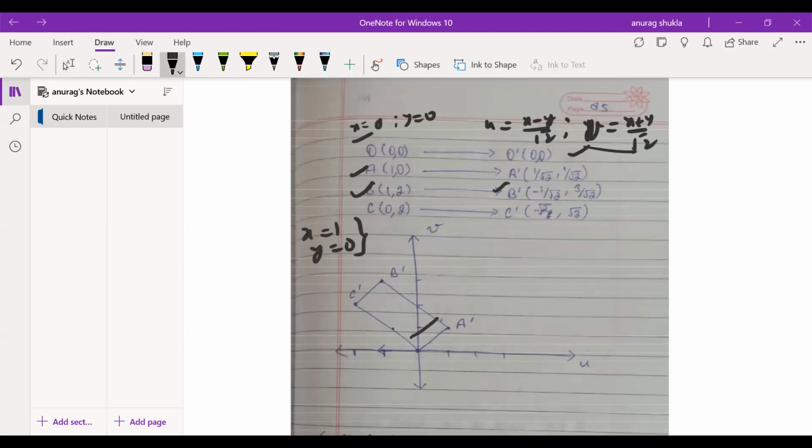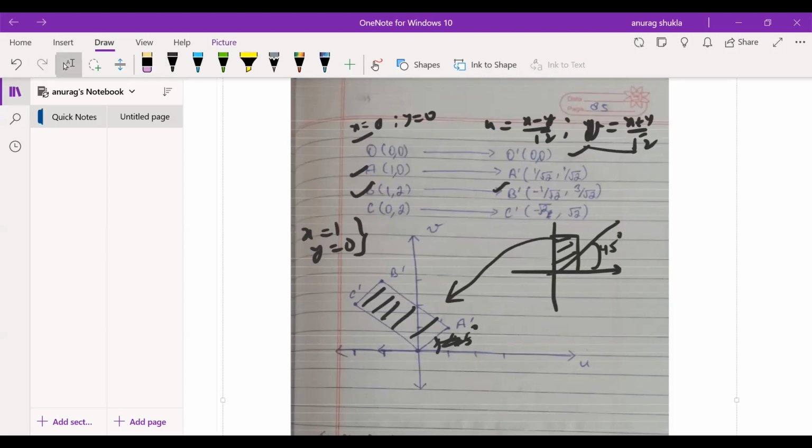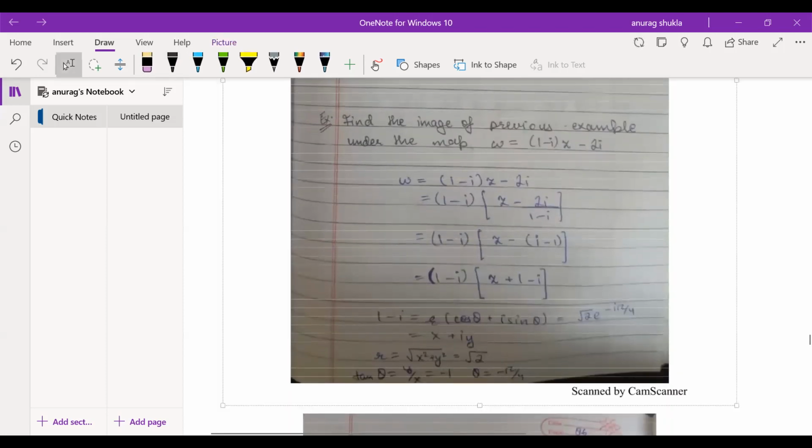So your rectangle will look like this now. Earlier, in the xy plane, it was this. Now it's just rotated 45 degrees with the initial line. So if we rotate this rectangle 45 degrees, it will look like this image only. So this is called rotation.